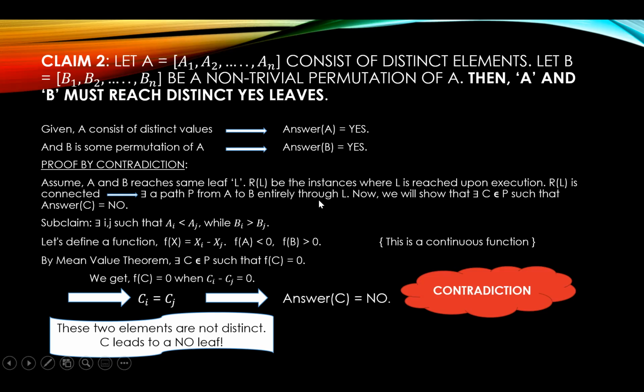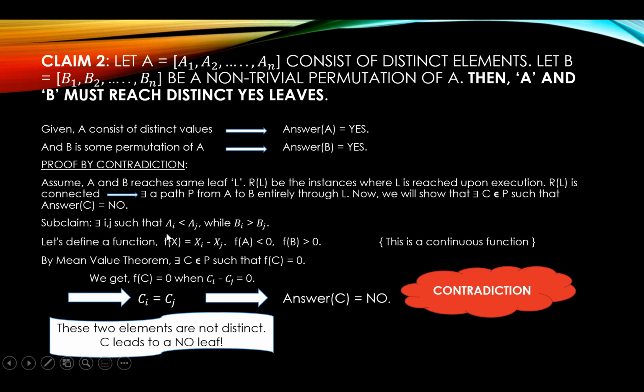Now we will show that there exists a coordinate C in the path P which gives us the answer no. So the basic subclaim to uphold our statement says that there exist i, j such that Ai is less than Aj where Bi is greater than Bj. Let's define a function f(x), which simply gives us the difference of the two coordinates, xi minus xj.